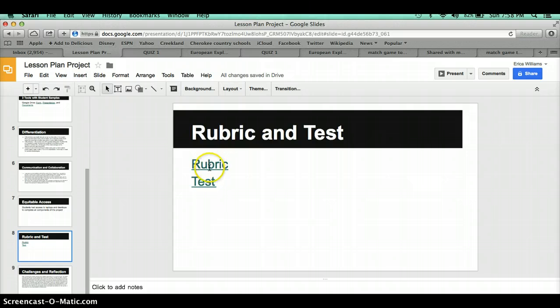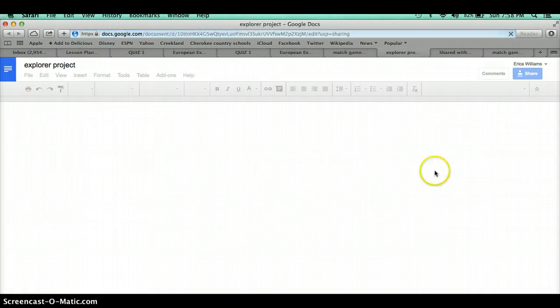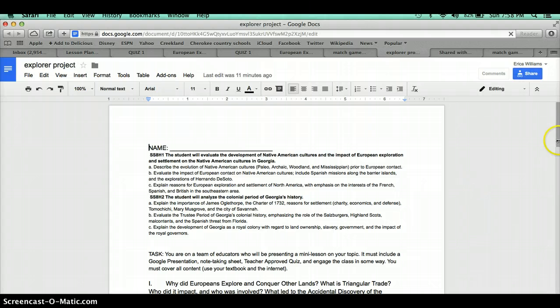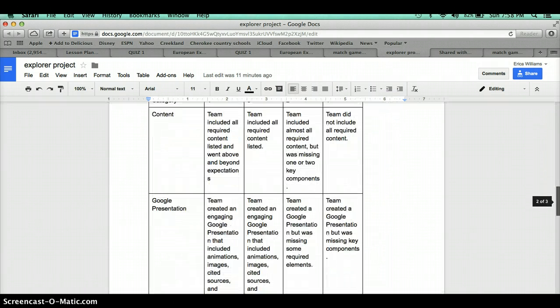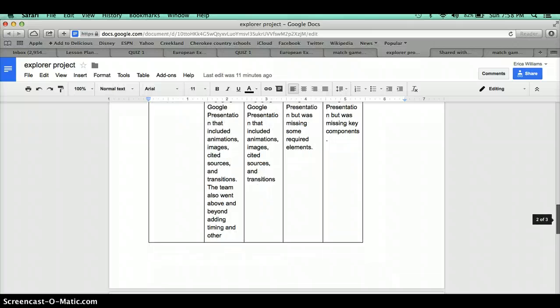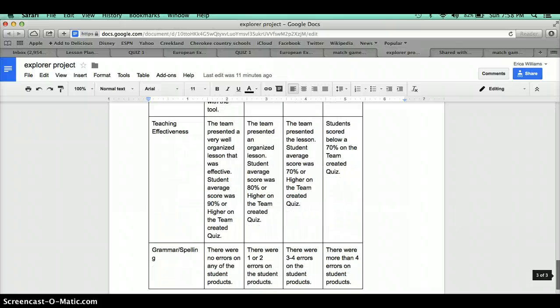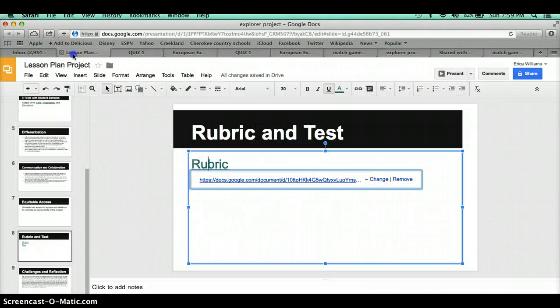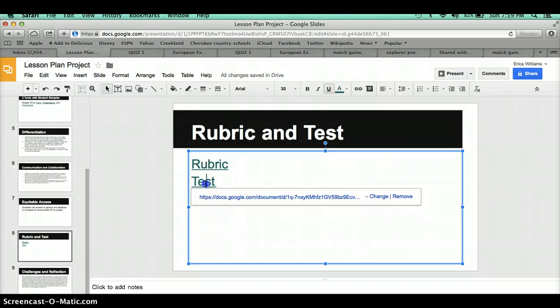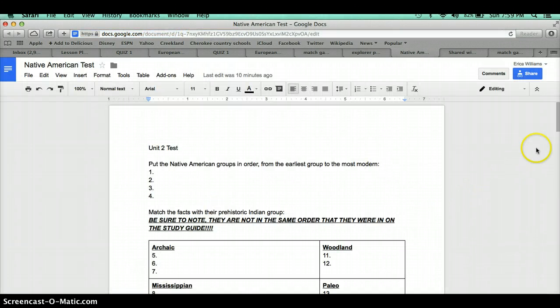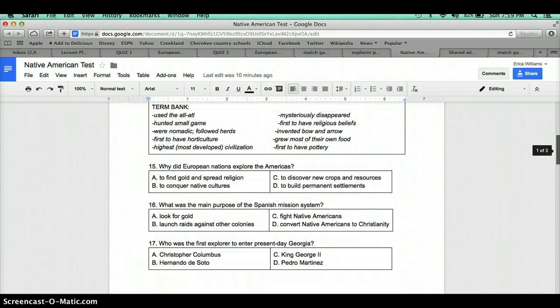There was the rubric. As you can see, the rubric covered content, the Google presentation, and that was a lot of technology. Note-taking tool, teaching effectiveness. This is where I was talking about that they had to have 90% or higher. And then, of course, grammar and spelling were essential. The test was one that was mandated by the department. So this is what their unit tests look like.